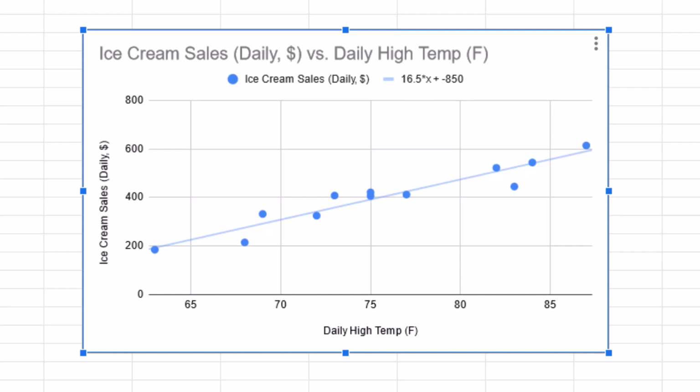Now, another fun question is, what does the y-intercept tell you? It tells you absolutely nothing. It tells you if it's 0 degrees, the company's going to lose $850. That's silly. That doesn't make any sense to talk about.